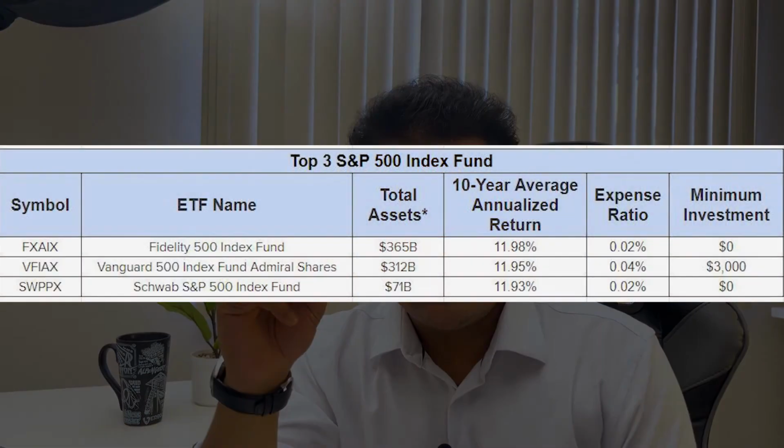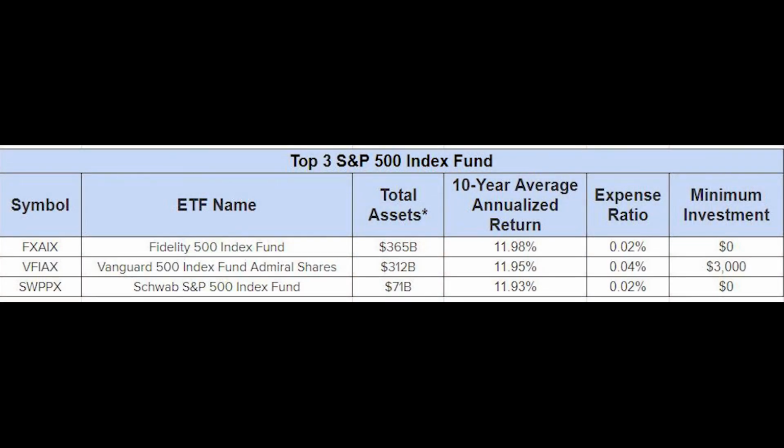Now let's talk about the top 3 S&P 500 index funds. As you can see, the 3 index funds offer the exact same product. However, it is offered by 3 different brands or 3 different asset management companies. And in terms of performance and expense ratio, there is not any meaningful difference between these 3 index funds. However, one of the key differences here is the minimum investment amount. As you can see, the Vanguard Total 500 Index Fund has a minimum investment requirement of $3,000.